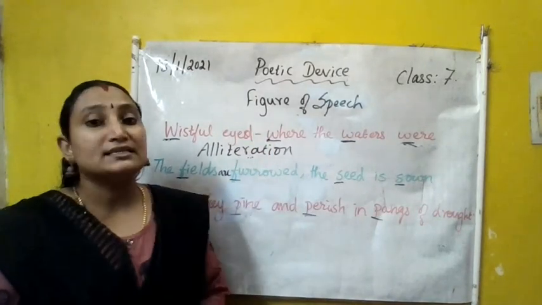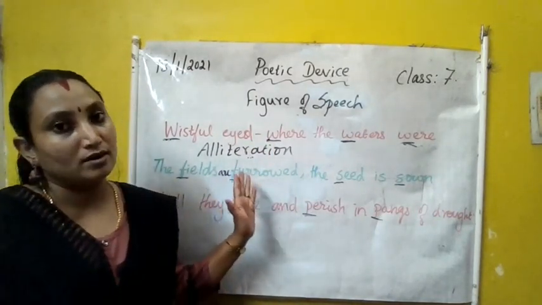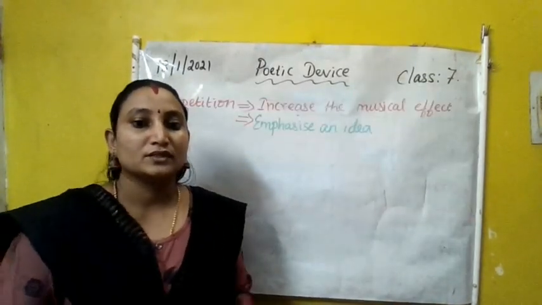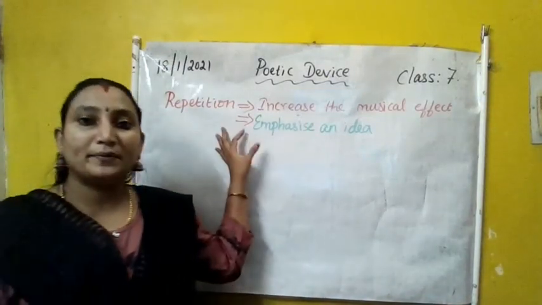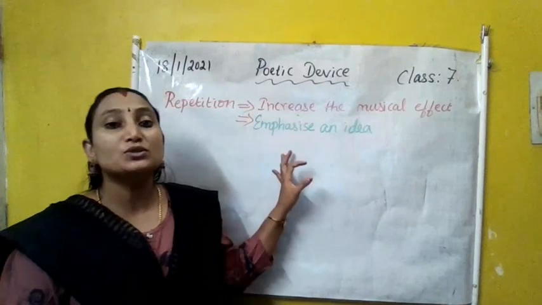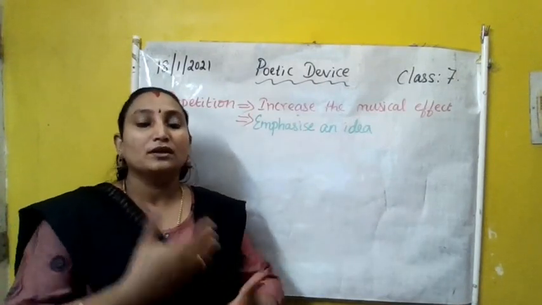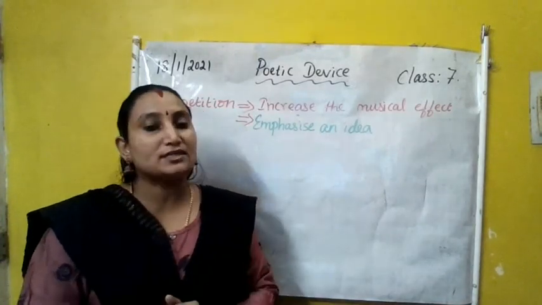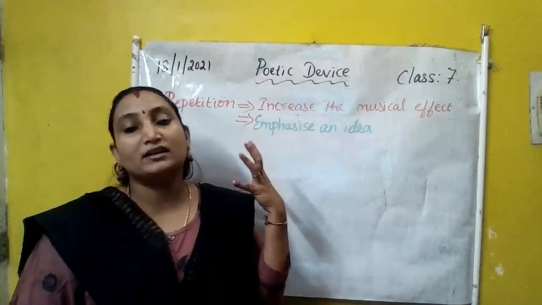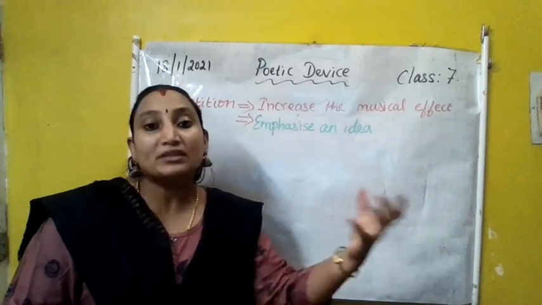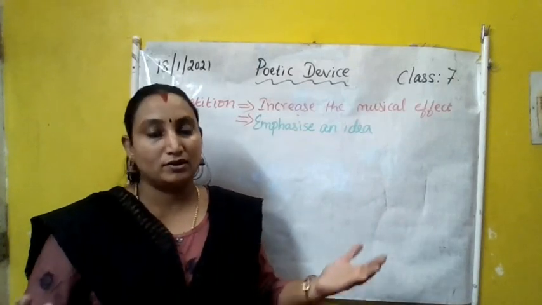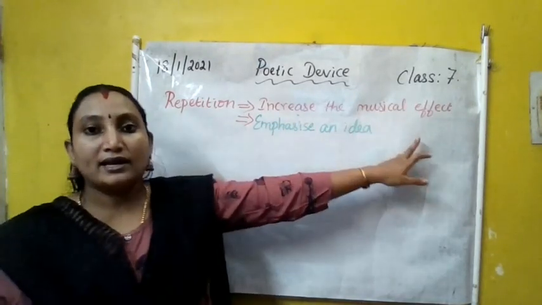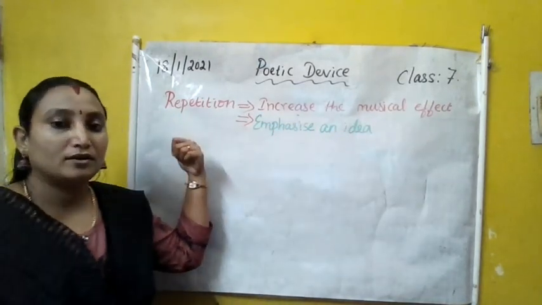Second one is repetition. Now we have seen what? Alliteration. Next we are going to see repetition. So the second one is repetition. Repetition, as I told, increases the musical effect in the poem. Okay, when a word or a line is repeated again and again in a poem or in a prose piece, while reading it we feel a rhythm or musical sense in that reading, isn't it? In that piece of writing. So in order to add musical effect in the poem, repetition has been used.